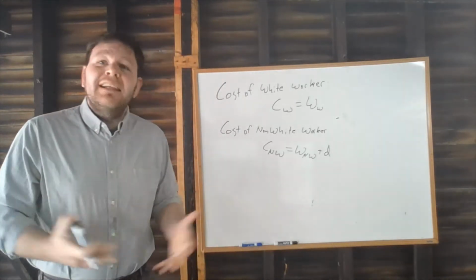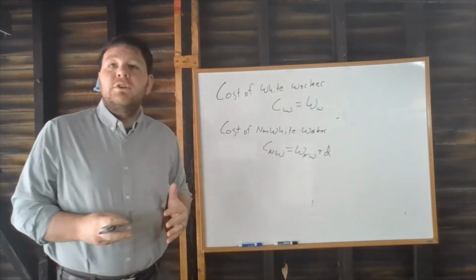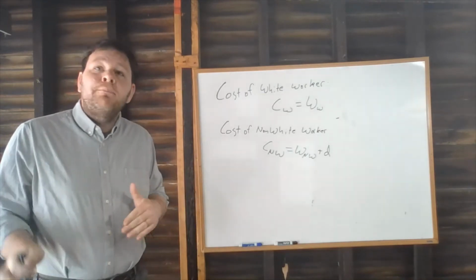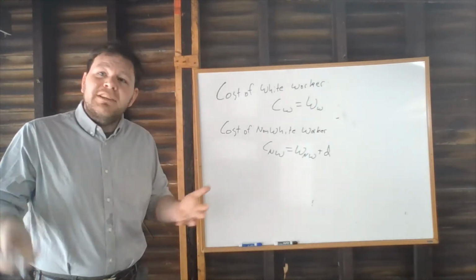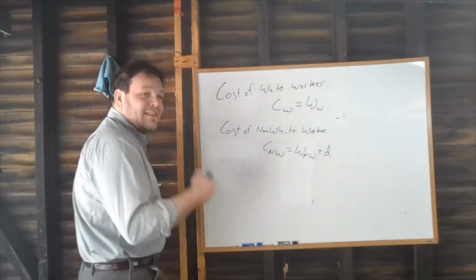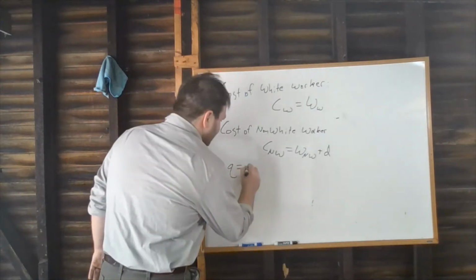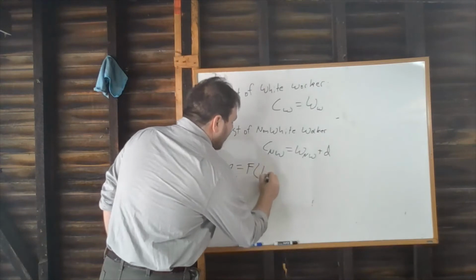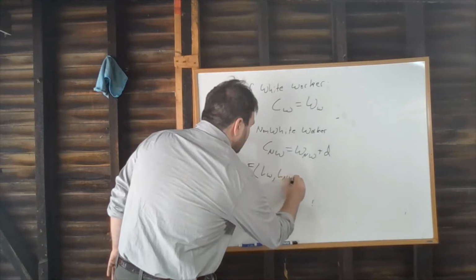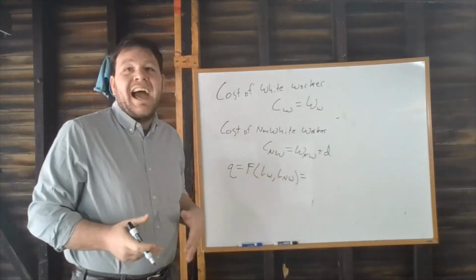And on top of this, let's think about a context in which, other than the fact that non-white workers are discriminated against, there are no differences whatsoever between white workers and non-white workers. In other words, white workers and non-white workers are perfect substitutes and they have exactly the same level of productivity. So the firm's production is going to be given by Q equals some F of white labor, LW, and non-white labor, LNW. And that's just going to be some function of these two things added together, right?